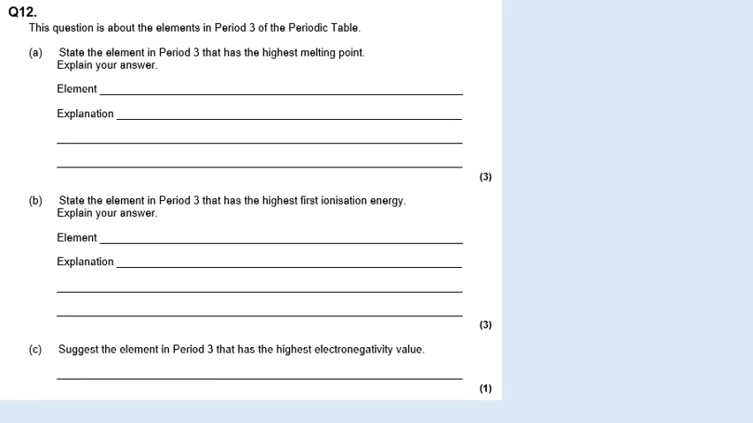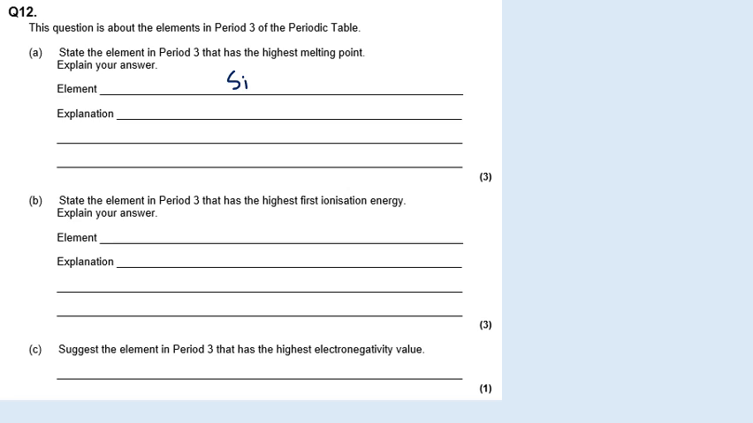Next question. 7 marks here, approximately 7 minutes. Pause the video, and when you're ready, we'll go through. Right. A. State and explain the element in period 3 that has the highest melting point. The element here is silicon, and we're explaining it. We're going to identify the structure, which is giant covalent. I'm going to explain that melting a giant covalent structure requires breaking many strong covalent bonds.